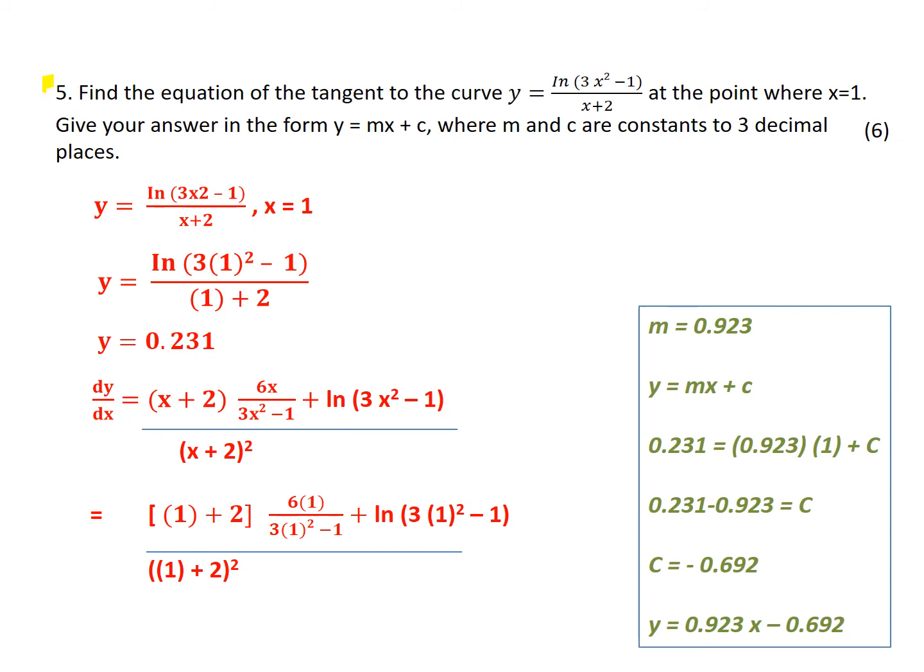Question 5. Find the equation of the tangent to the curve y is equal to this at the point where x is 1. Give your answer in the form of y is equal to mx plus c, where m and c are constants, to 3 decimal places.